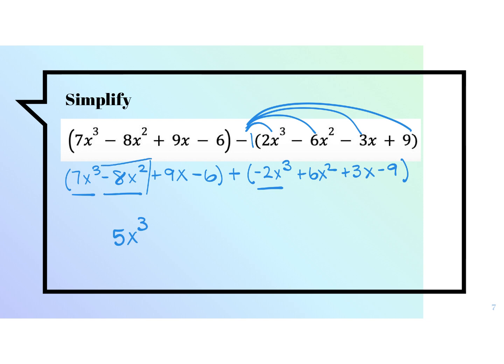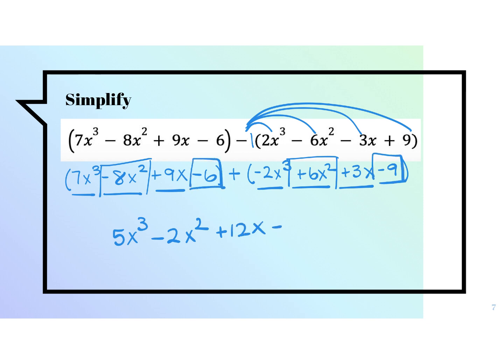I have a negative 8x squared plus a 6x squared. So I'm going to get negative 2x squared. 9x plus 3x, and then negative 6 plus negative 9, and that's my final answer.